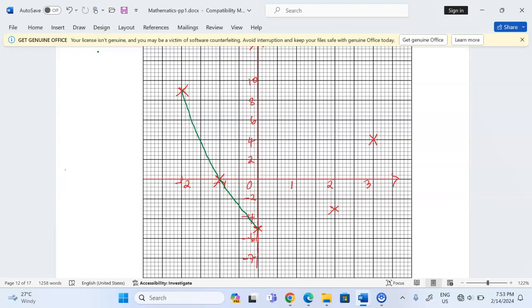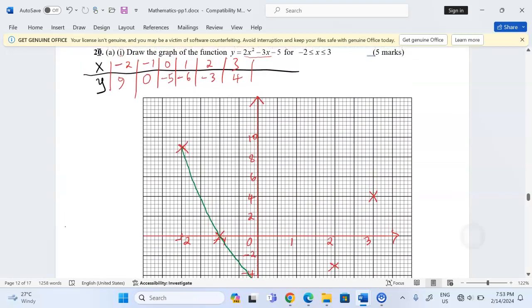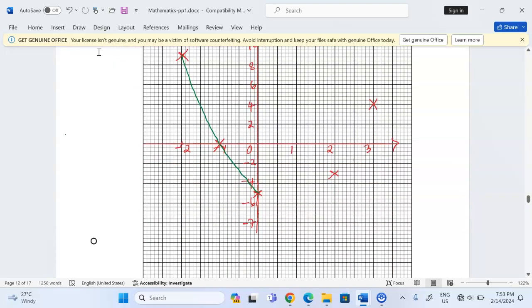There is the coordinate of 1, whereby it is -6. It is at a point here. So this becomes our turning point. So we should turn at that point. Then the curve changes direction. It goes upwards.